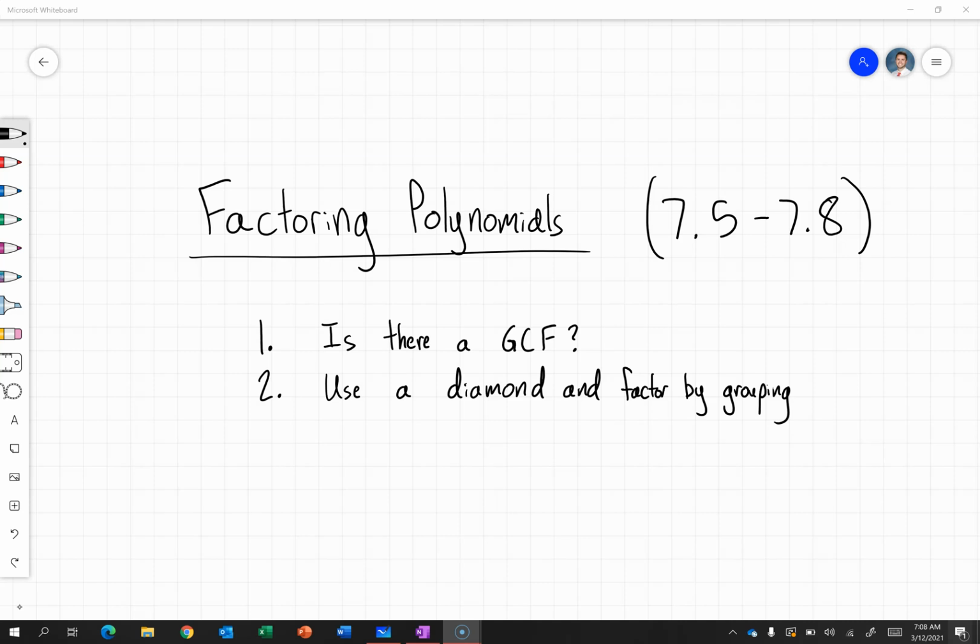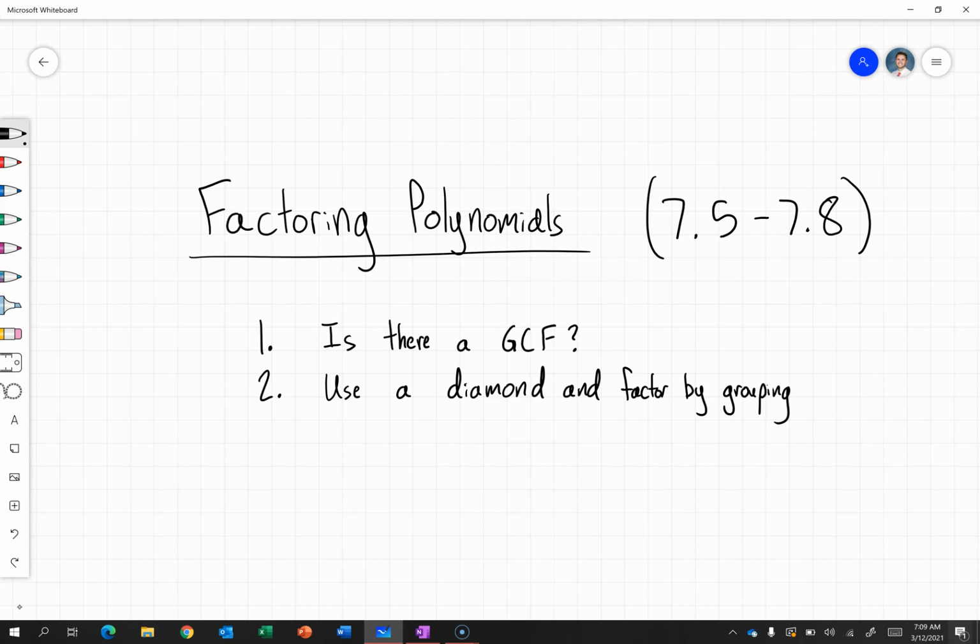And so the book will say, if it's in the format x squared plus bx plus c, then factor it this way. And if it's in the format ax squared plus bx plus c, then factor it this way. And if it's in the format ax squared plus bx minus c, factor it this way. And I just want to avoid that confusion, right? And so I'm going to boil it down into two steps.